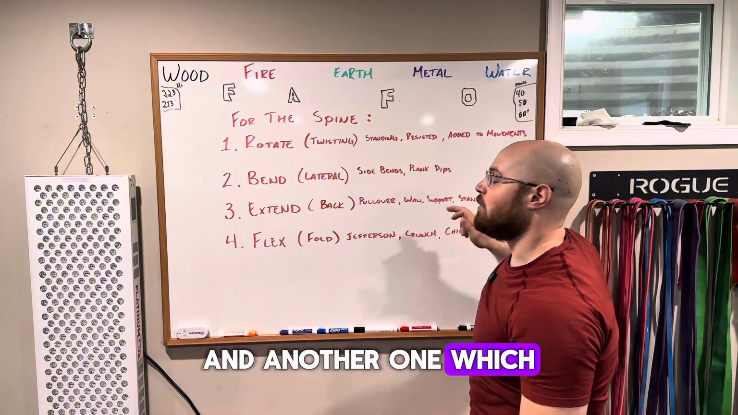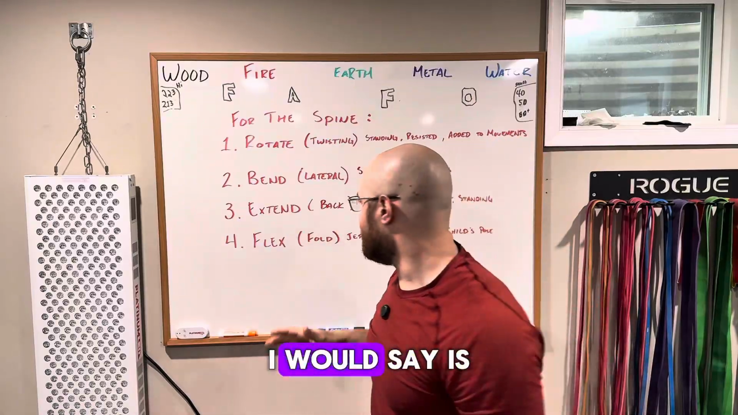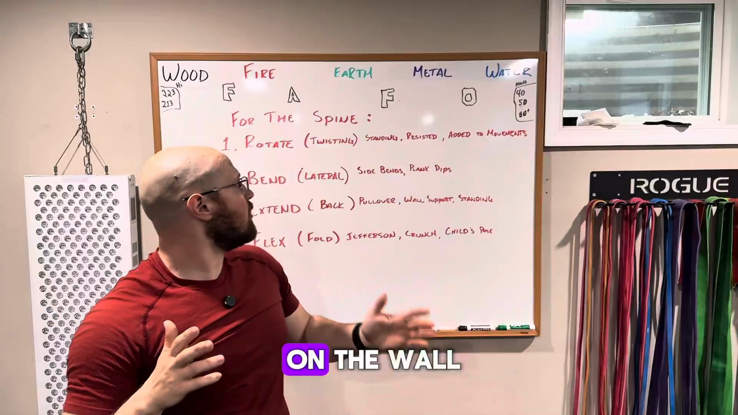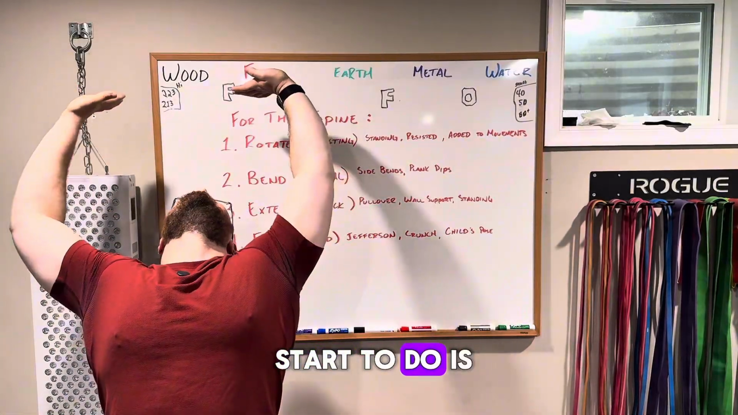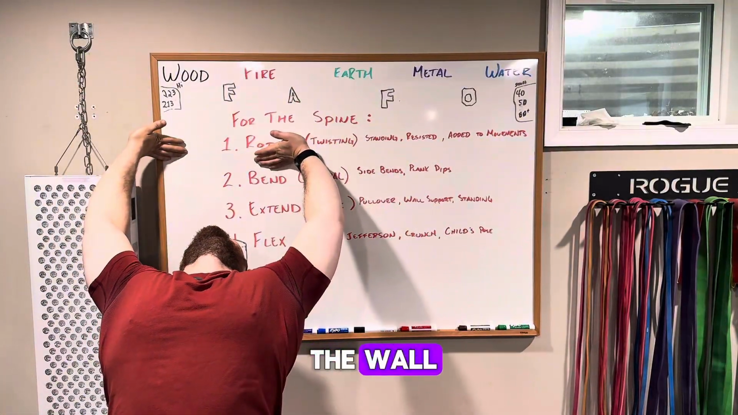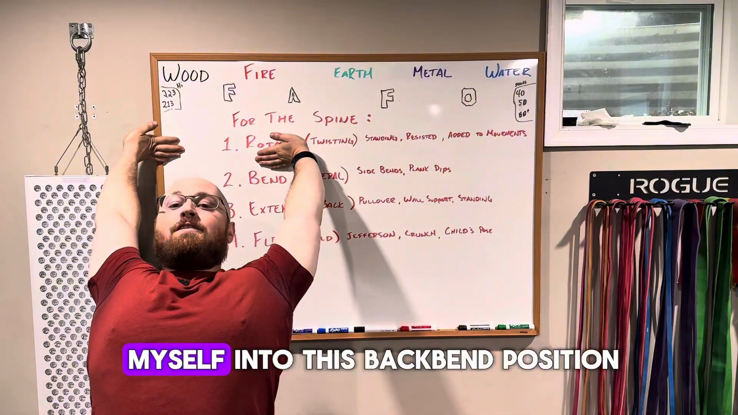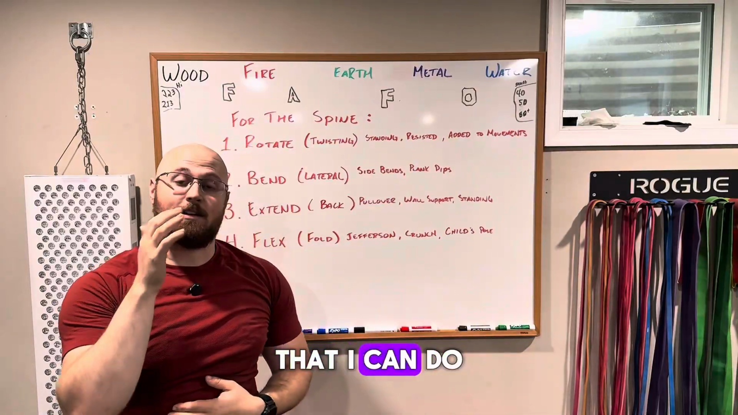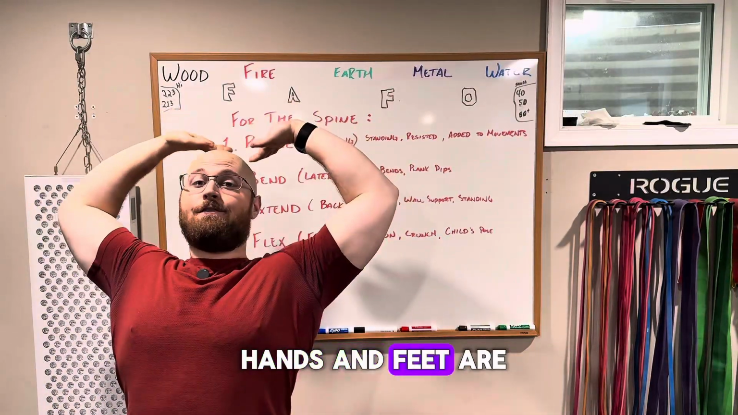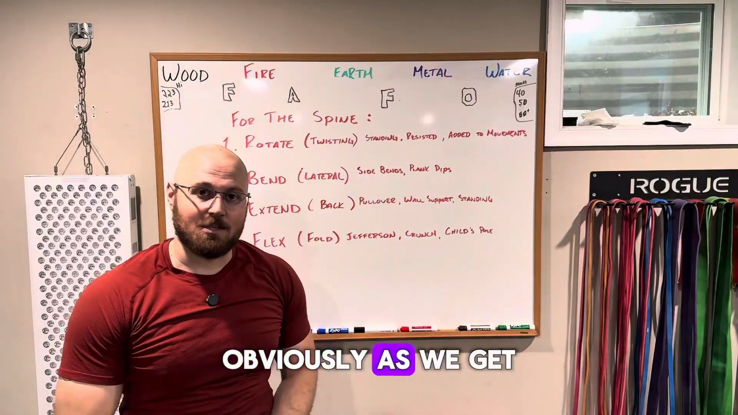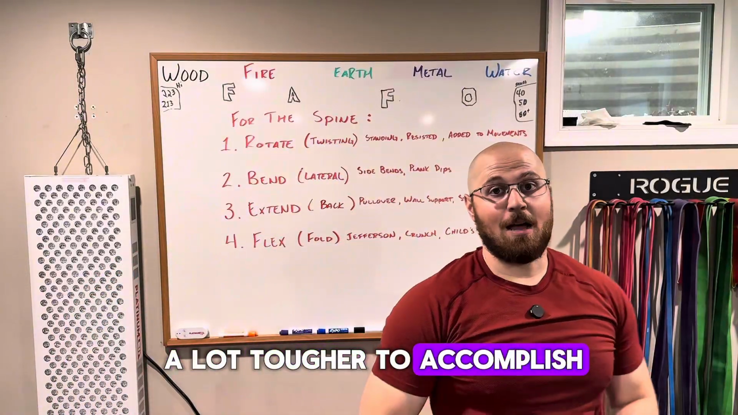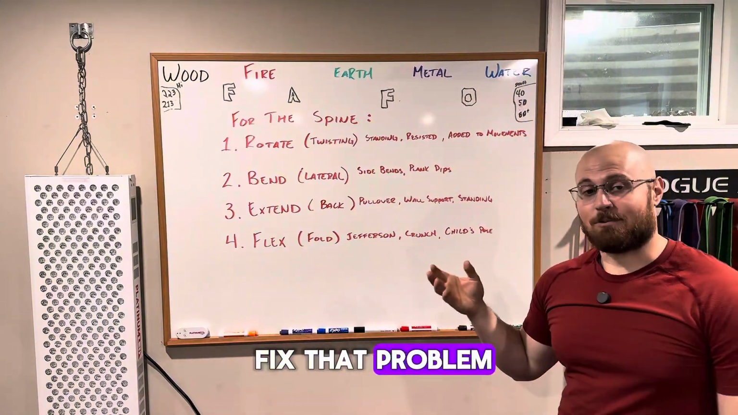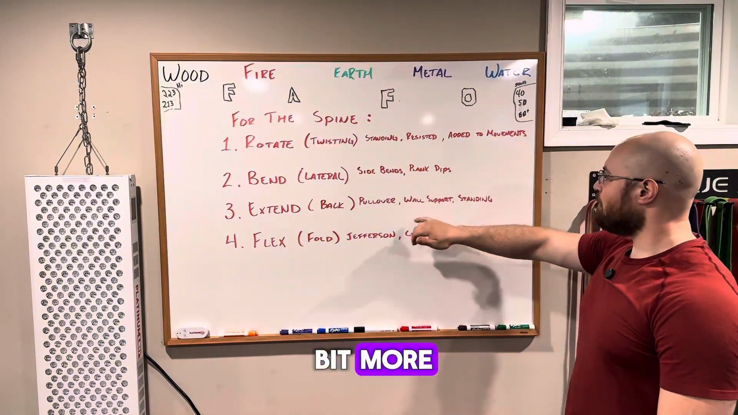And another one, which is a little bit more natural, I would say, is the wall-supported bridge. Now, I hope to not mess up all of my markers here on the wall, but what I can start to do is put my hands on the wall to start to support myself into this back bend position, much like the gymnast that can do back bridges, where our hands and feet are on the floor. Obviously, as we get older, that can be a lot tougher to accomplish. So if I just add in some wall support, sometimes that can help fix that problem and help me work that position a little bit more.